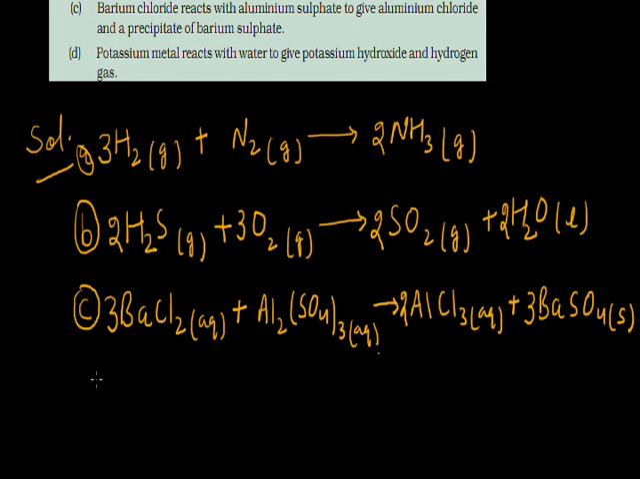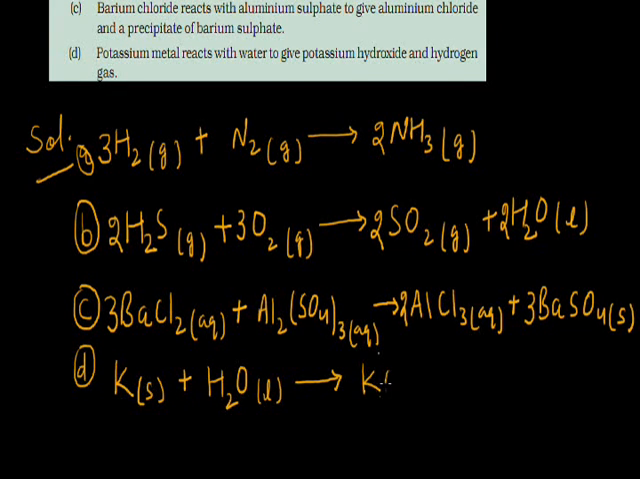Fourth statement, potassium metal reacts with water to give potassium hydroxide and hydrogen gas. That is potassium metal, K, that is solid, reacts with water, H2O, that is liquid, to form potassium hydroxide, that is KOH, aqueous, and hydrogen gas, H2 gas. If we see the number of hydrogen atoms on the product side, that is 3, on the reactant side, that is 2. So we have to make an even number of hydrogen atoms on either side. For that, we multiply KOH by 2.